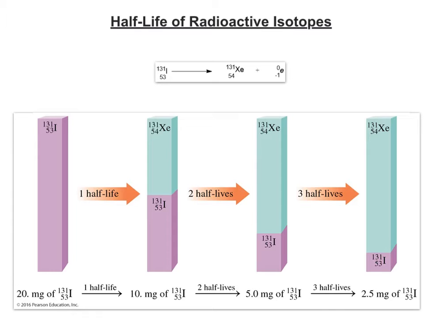Iodine-131 has a half-life of 8 days. After one half-life, that is 8 days, 20 milligrams of iodine-131 ends up at 10 milligrams. After a second half-life, the 10 milligrams of iodine-131 decays to 5 milligrams. And after 3 half-lives, 2.5 milligrams of iodine-131 remains. The cycle goes on until all the radioactive material is decayed.